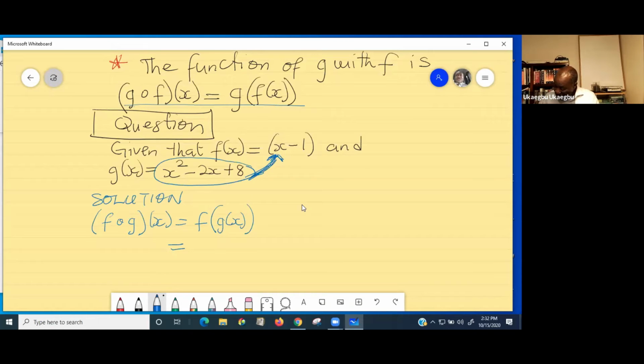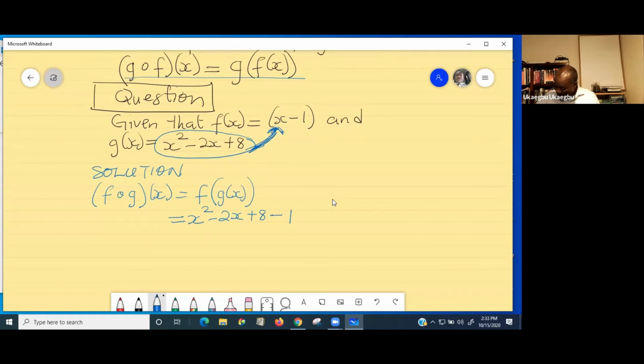And that's going to give us x squared minus 2x plus 8. That's the whole of these. If you like, you put a parenthesis. If you don't like, you just put minus 1. It's up to you. And that should give us what? When you simplify, x squared minus 2x plus 7. And you are done. F with g.